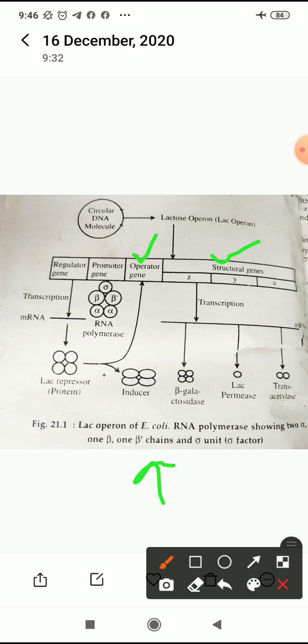Operon can be defined as a group of closely linked structural genes and associated genes, namely operator gene, promoter gene, and regulator gene, which controls synthesis of enzymes. Structural genes are responsible for enzyme synthesis. The product of regulator gene inhibits the action of structural genes.